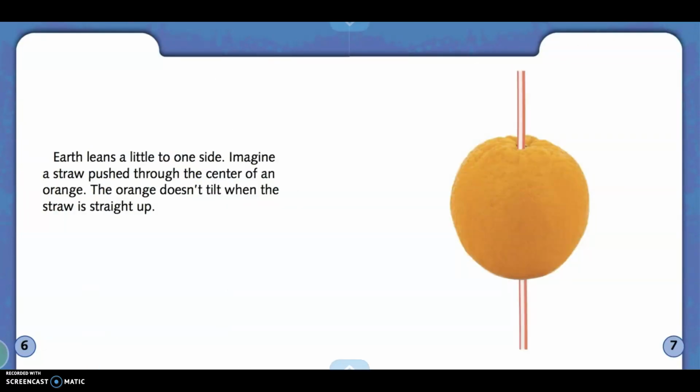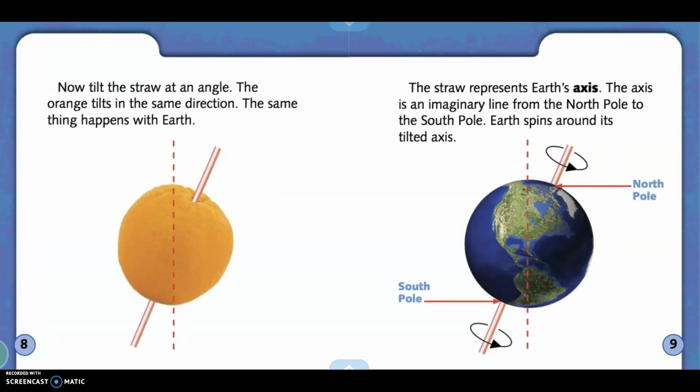Earth leans a little to one side. Imagine a straw pushed through the center of an orange. The orange doesn't tilt when the straw is straight up. Now, tilt the straw at an angle. The orange tilts in the same direction. The same thing happens with Earth.